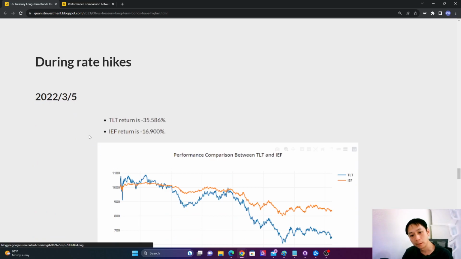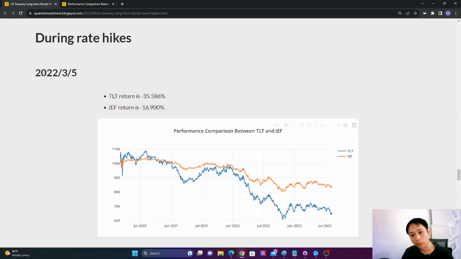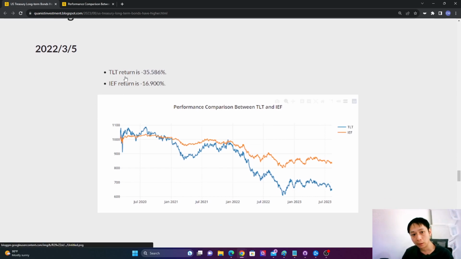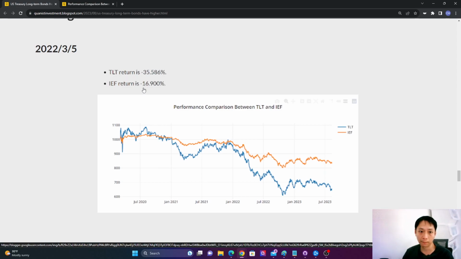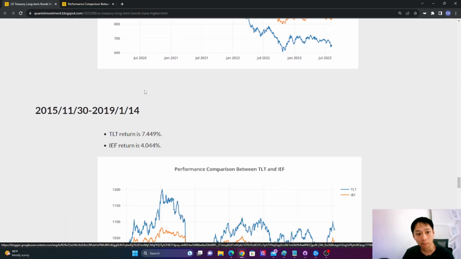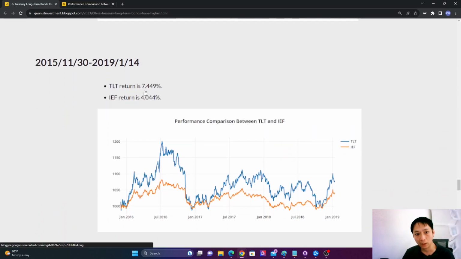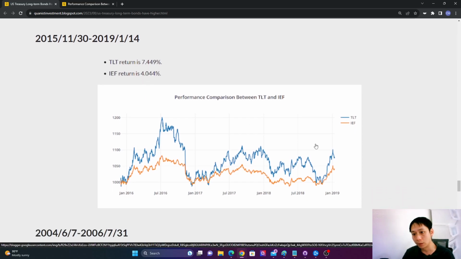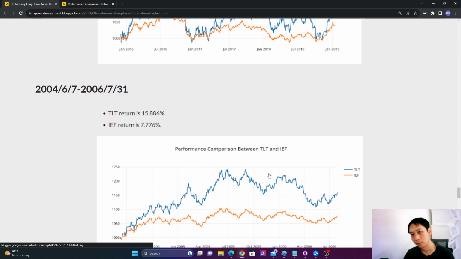During rate hikes, 2022 is the closest period when we were experiencing rate hikes. We see the TLT has a very bad return of negative 35%, and IEF negative 16.9%. In 2015, we see TLT won, but had very bad fluctuation. 2004, same thing.